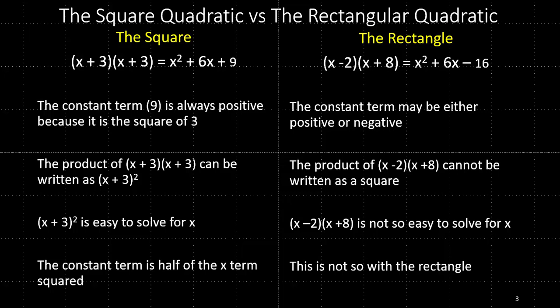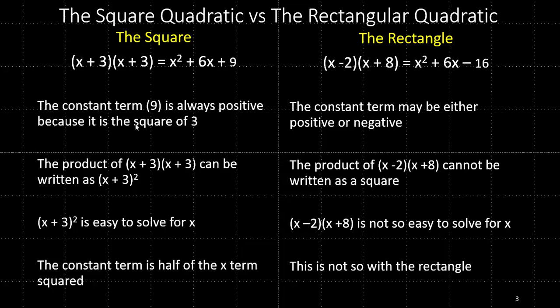Continuing in our comparison and contrasting, on the left-hand side, all this information pertains to the square quadratic equation, while all the information on the right-hand side pertains to the rectangular quadratic equation.